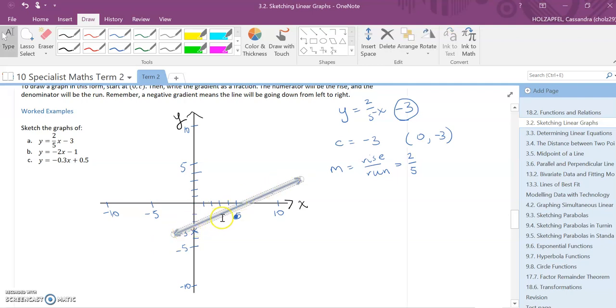Gosh, this is a bit of a mess, isn't it? So this is why we always do things with a ruler in our grid books and not just by freehand. Okay, so that's all we need to do, we've just drawn our line. We start at the y-intercept and then we use our gradient and we go up 2 and across 5.